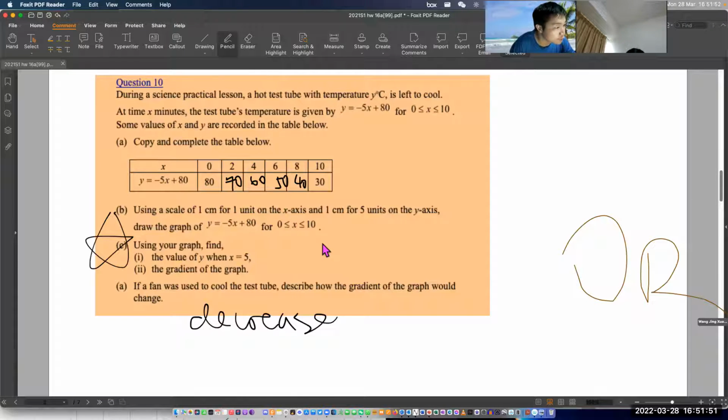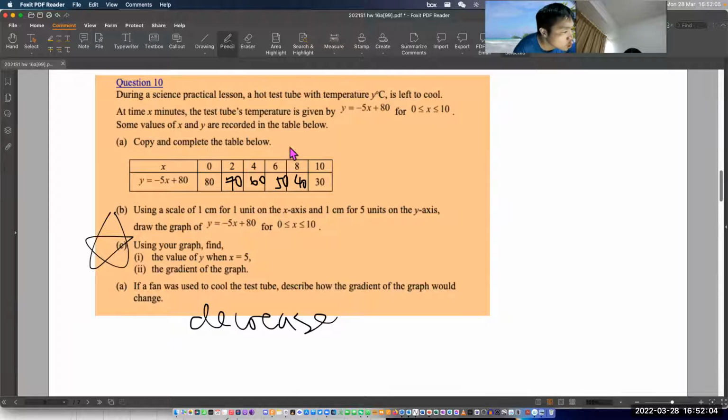Next is question 10. Once again, this question is from my student. This is one of her holiday homework. So if you have your holiday homework, you can share with me, and I also share with my other students, so we just learn from each other. By learning from each other, I think we all benefit. All right, so that's the goal.